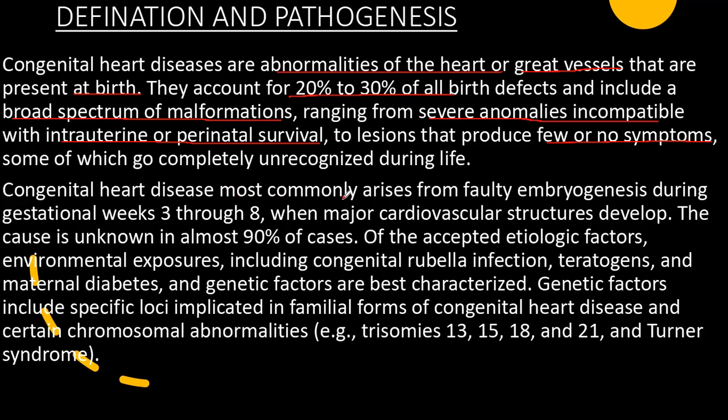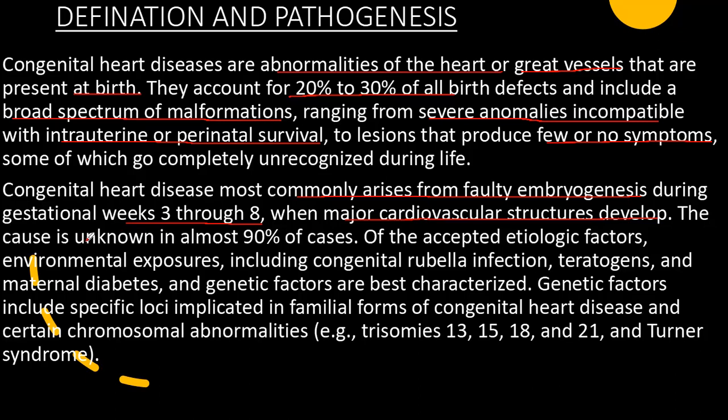Now, the pathogenesis: they commonly arise from faulty embryogenesis during gestational weeks 3 to 8, during which major cardiovascular structures usually develop. You can remember your embryology. The heart develops from the primitive heart tube, okay? If you can remember that the primitive heart tube was formed by the fusion of the two endocardial tubes, which originated from the blood islands from the splanchnic mesoderm.